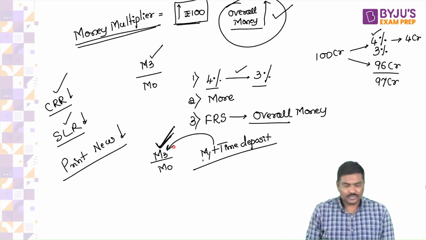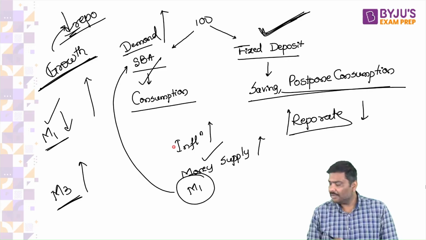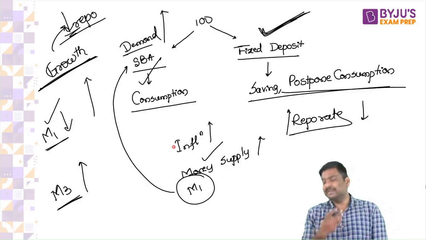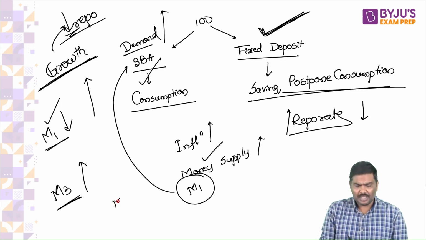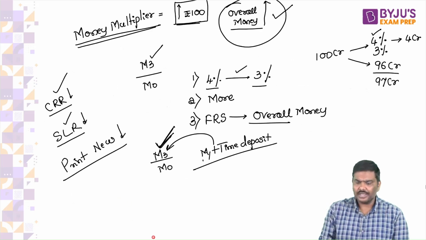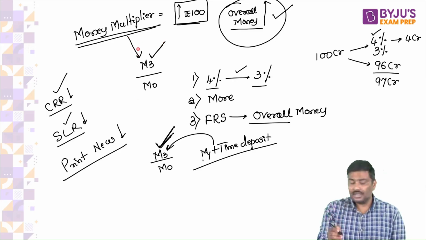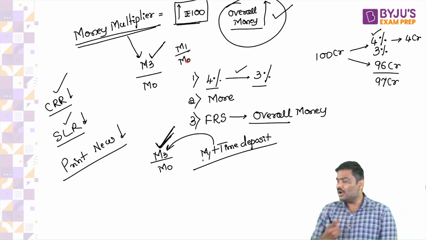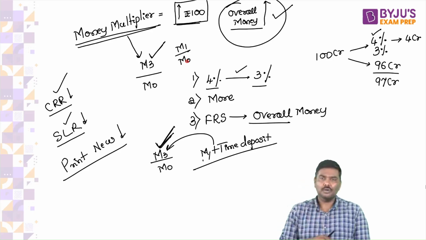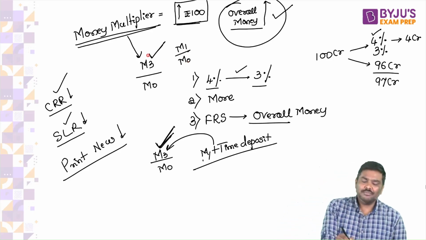Let me go to the next one. This is basically the idea of M3 upon M0, which is called a money multiplier. Some of the books such as NCERT will also give you a money multiplier formula. I'll write it here. This is the money multiplier formula. They will also give you a formula of M1 upon M0.